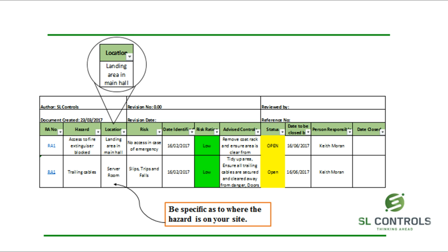There are multiple SL Control sites around Ireland, and their offices could be on any floor in a building. The location is very important and has to be specific to where the hazard is and on what floor it is. This just gives the person direction as to where to find the hazard, so that it's easier to put in a control to reduce the risk.